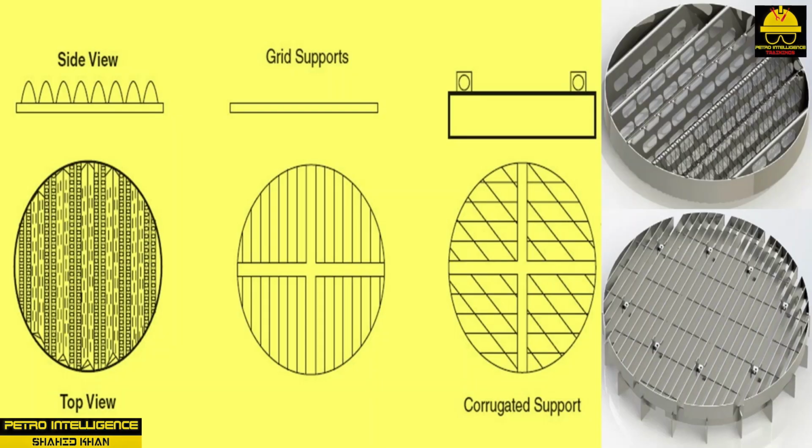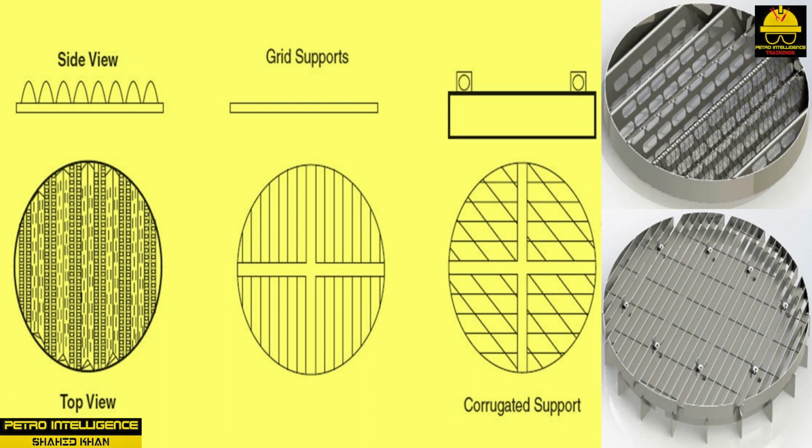Packing supports. The packing inside a distillation column is supported by packing supports. These devices come in a variety of shapes and designs as shown in the picture. Each support is engineered to hold up the combined weight of the packing and liquid under a variety of abnormal conditions. Some of these conditions include pressure surges, localized flooding, and temperature and flow variations.